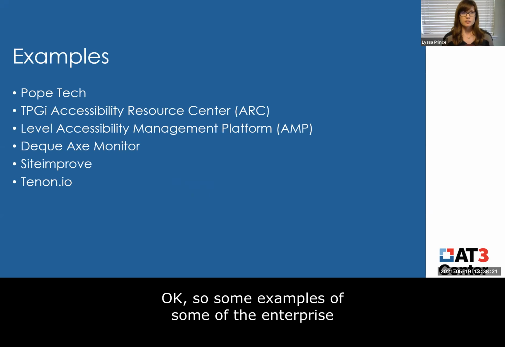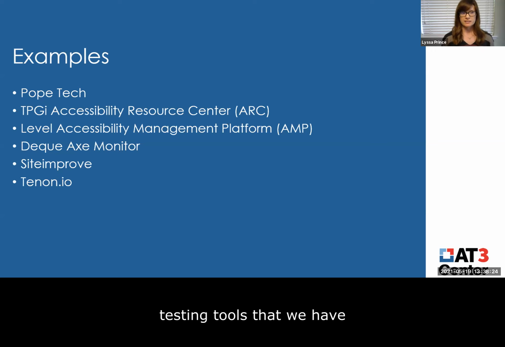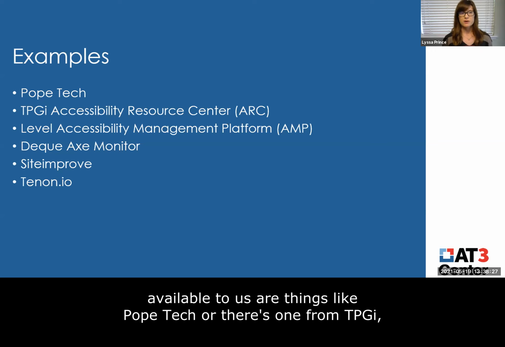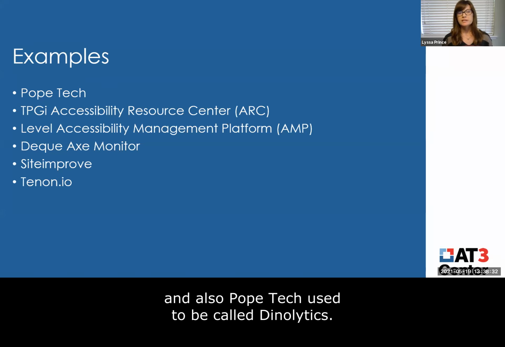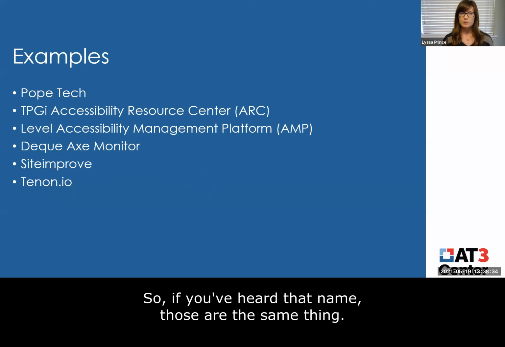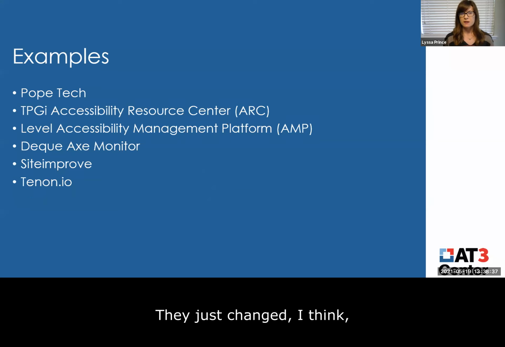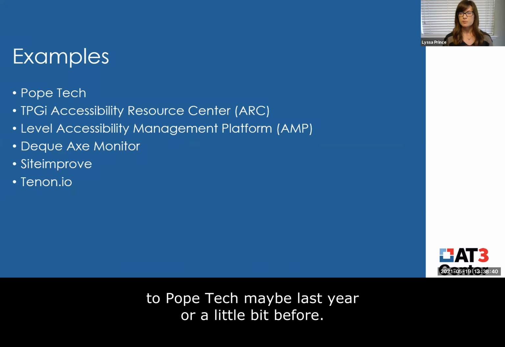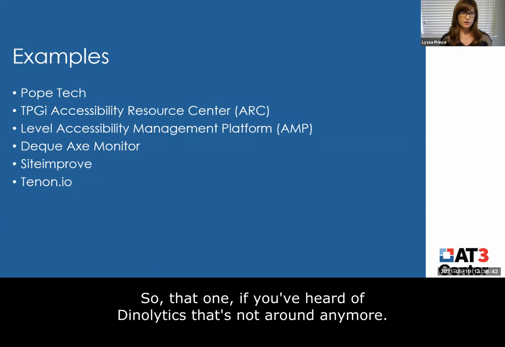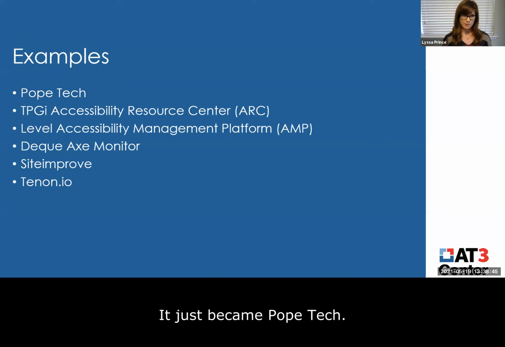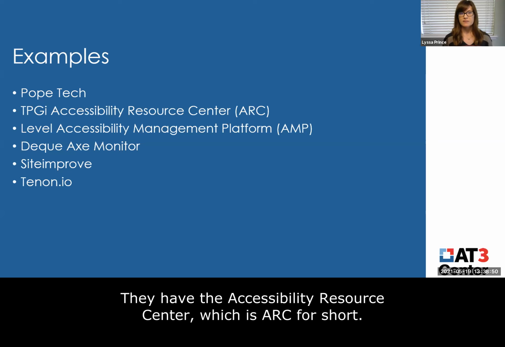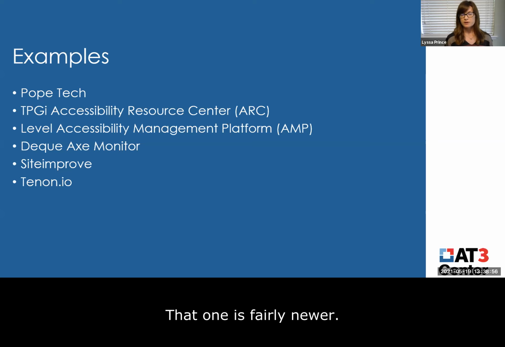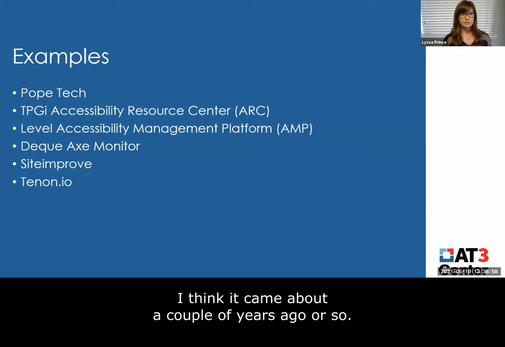Okay, so some examples of the enterprise testing tools that we have available to us are things like PopeTech, or there's one from TPGI, and also PopeTech used to be called Dynalytics. So if you've heard that name, those are the same thing. They just changed, I think, to PopeTech maybe last year, a little bit before. So if you've heard of Dynalytics, that's not around anymore. It's just become PopeTech. Back to the second one, we've got TPGI. They have the Accessibility Resource Center, which is ARC for short. That one is fairly newer. I think it came about a couple years ago or so.